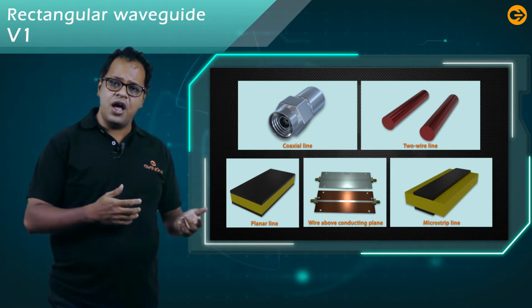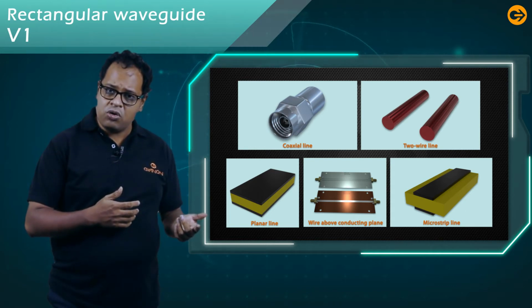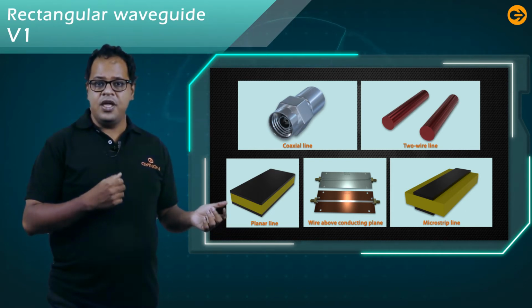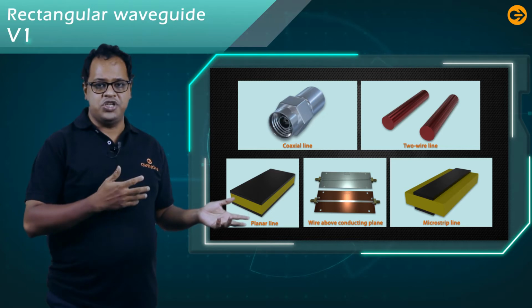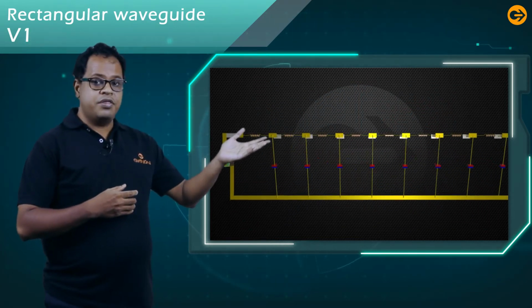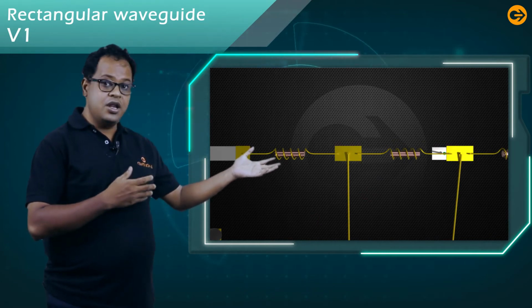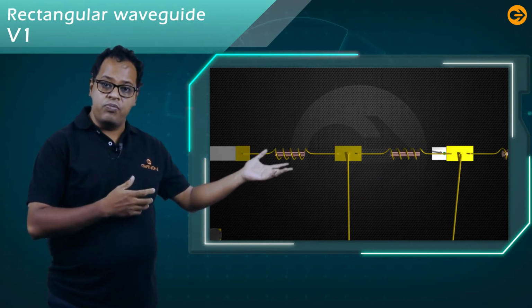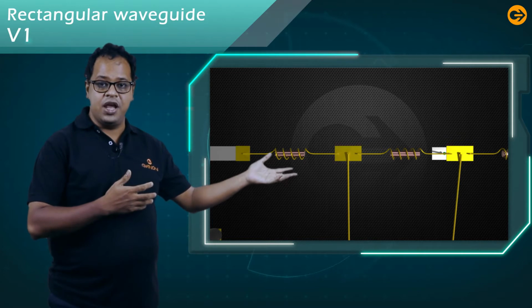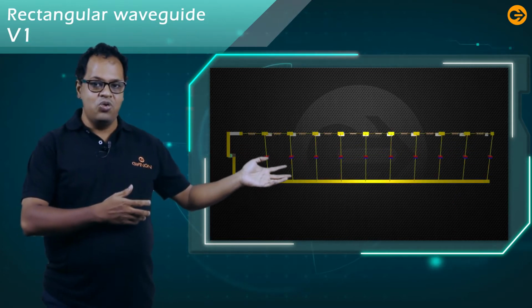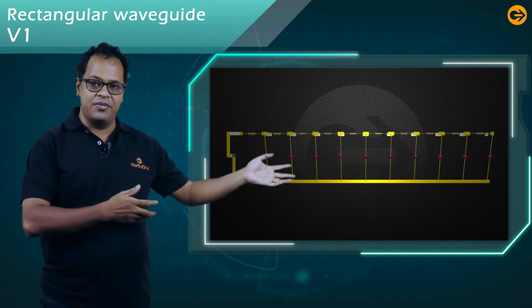Have you ever seen a transmission line? No? Okay, then let us have a look at a transmission line. This is a coaxial line, which you have seen in your lab: the CRO probe is your coaxial line. Now let us have a look at this transmission line.